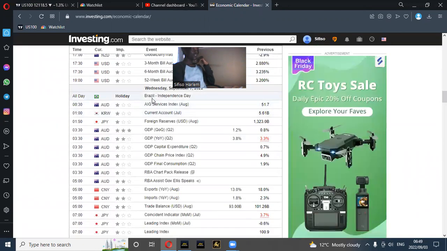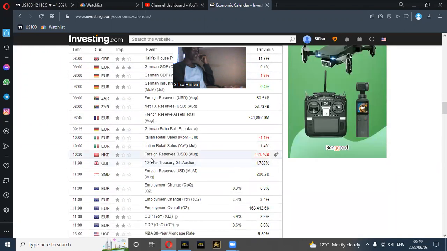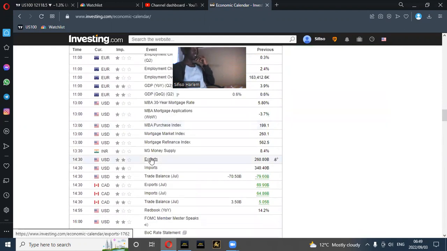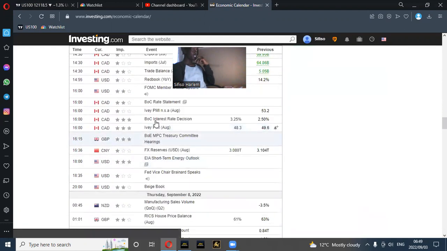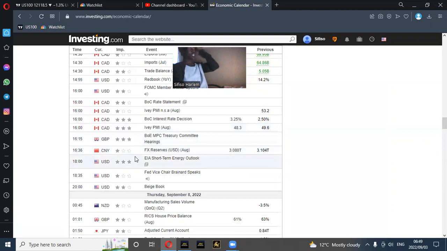On Wednesday, we're having a holiday in Brazil, GDP for the AUD, GDP for the German currency, and we're having Bank of Canada interest rates and Ivey PMI for the CAD, and later that day we're having the energy outlook for the dollar.